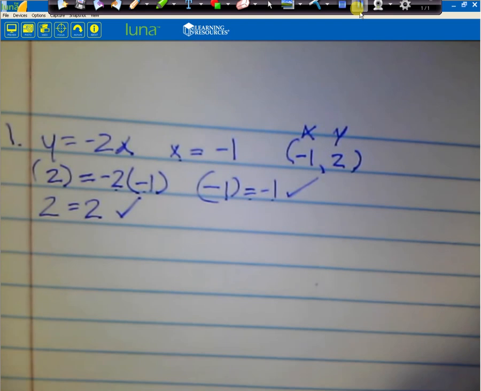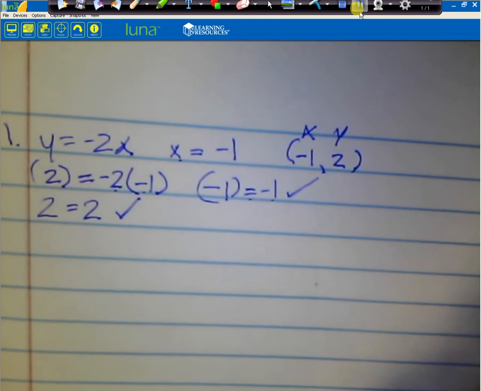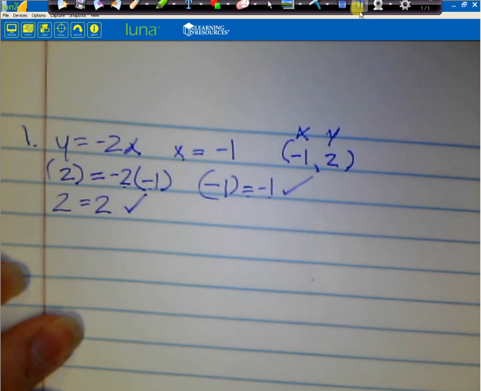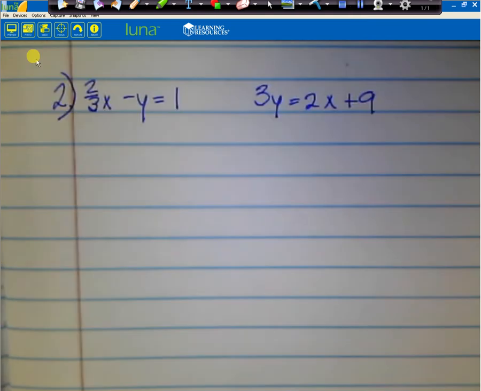You need to have both the graph, the ordered pair, and the check written before you move on. You can pause the video if you need to. All right, go ahead and write down number 2 on your notebook paper because we're going to have to solve for y before we can move on to our graphs here. Number 2 is 2 over 3x minus y equals 1. And 3y equals 2x plus 9.